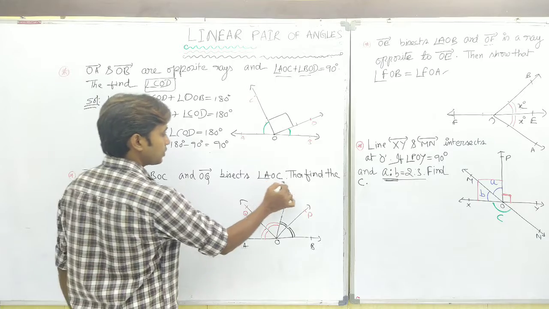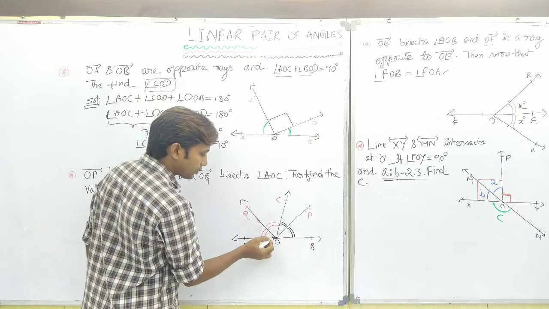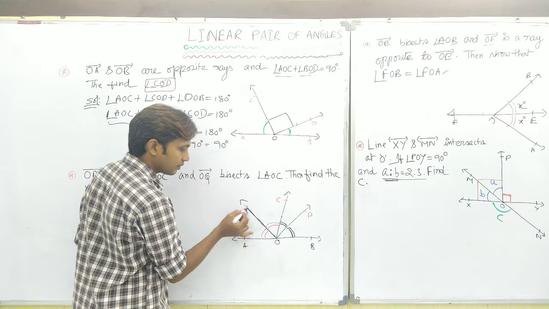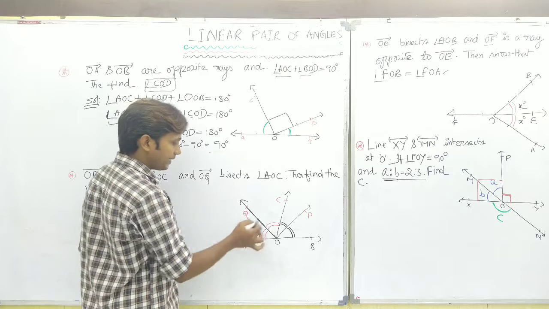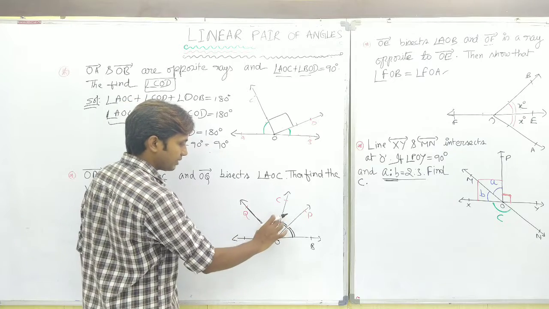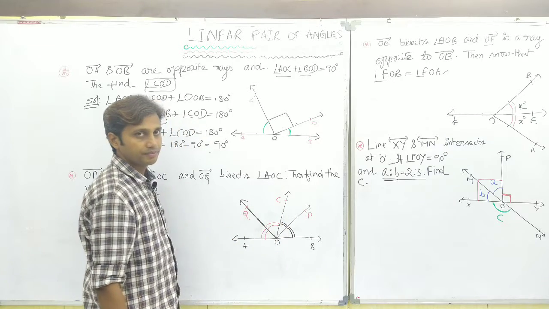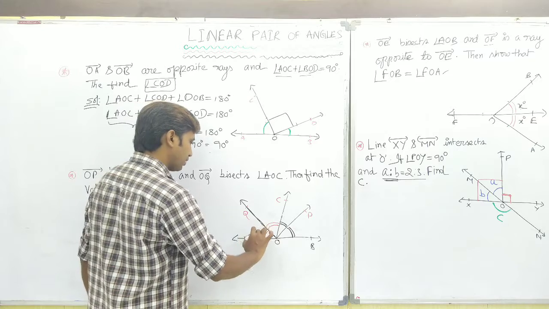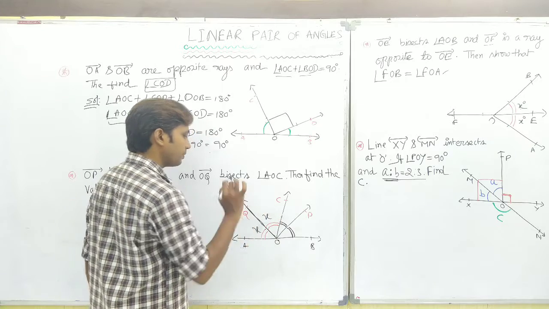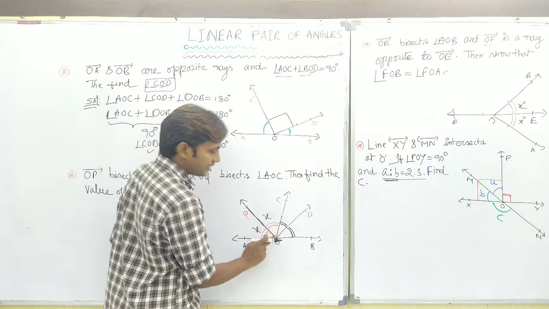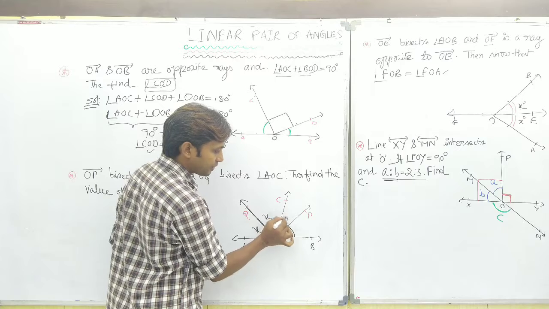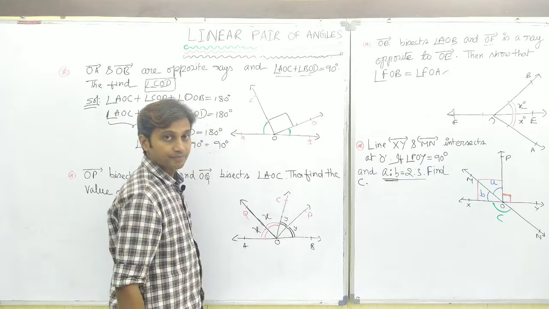OQ bisects angle AOC. OQ is this one. Which is bisecting AOC, means this angle and this angle are the same. That means if this angle is x, this angle also will be x. Similarly, since it is bisecting here, if this angle is y, this is also y.